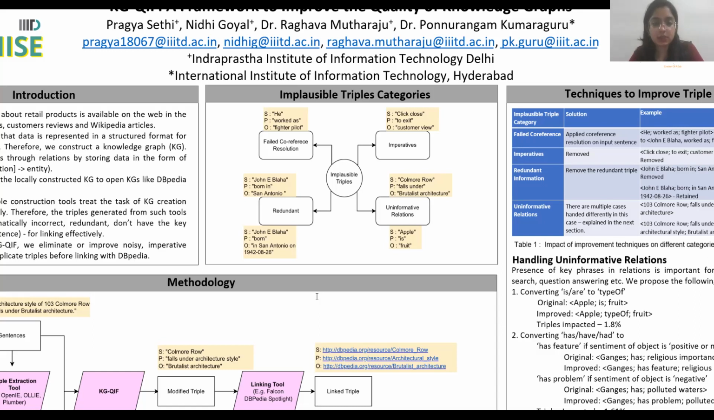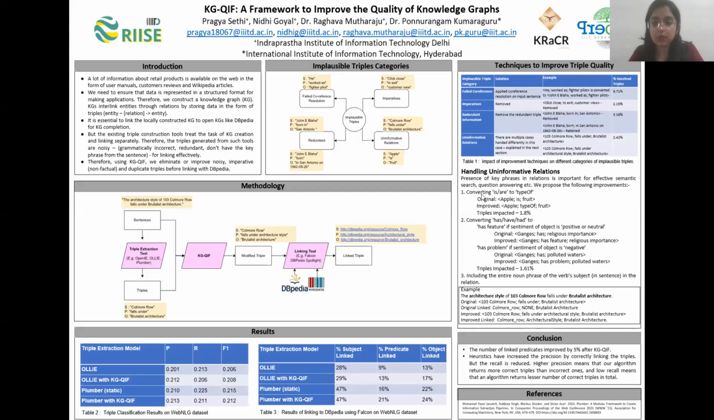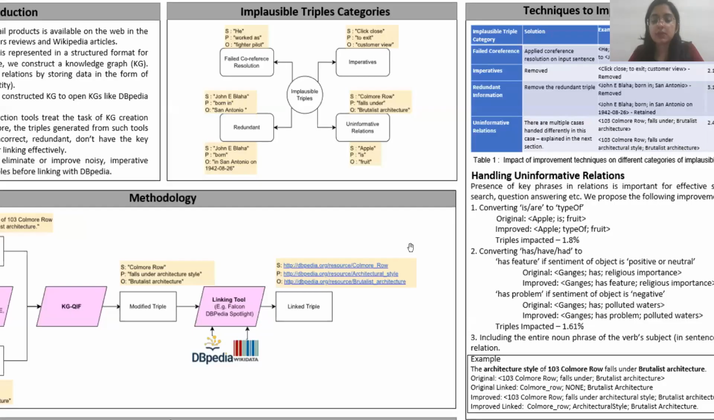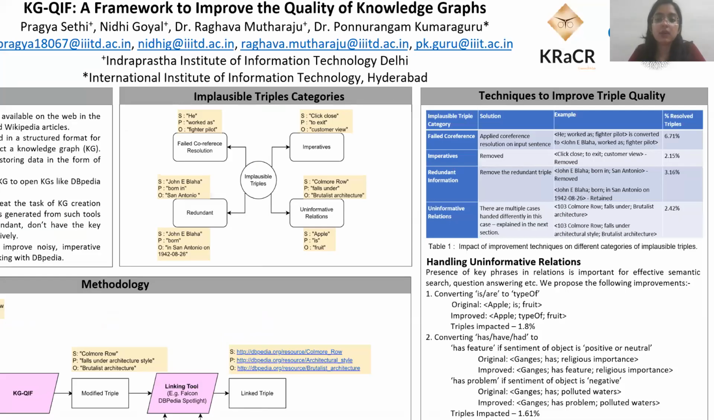So we employ multiple techniques to improve the triple quality. For example, in case of failed coreference resolution, we apply different coreference resolution techniques and choose the one which replaces the maximum number of pronouns and demonstrative determiners with their corresponding entities. In case of imperatives, we simply remove the triples since they don't add any factual information. In case of redundant information, we remove the triples that repeat any information that is already included in the knowledge graph.